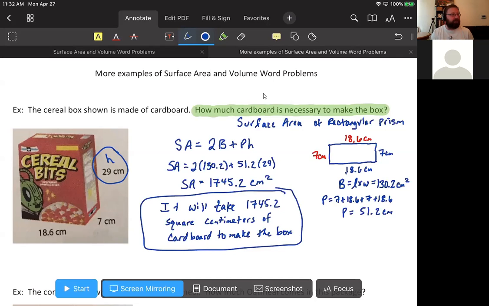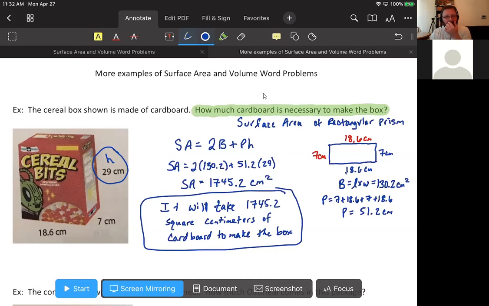So once we have our answer, we need to convert it into words. We need to answer the question that was asked. The question asked there is highlighted on the screen. How much cardboard does it take? It will take 1,745.2 square centimeters of cardboard to make that box. Okay. Grab a screenshot if you want one. We're going to move on to the next example here.